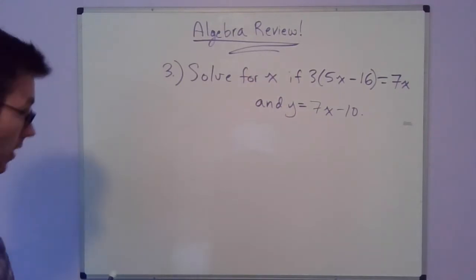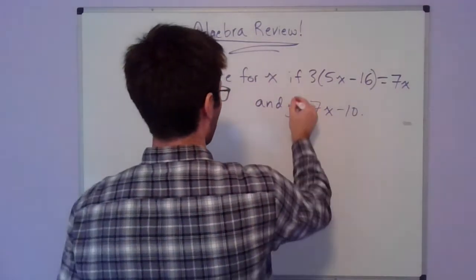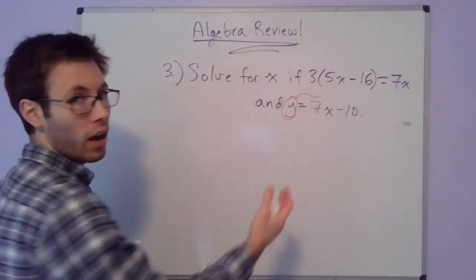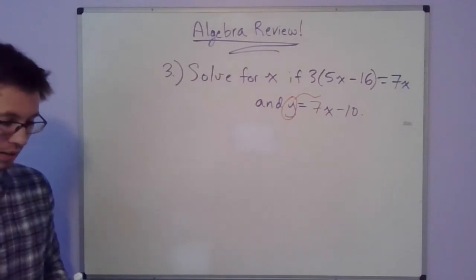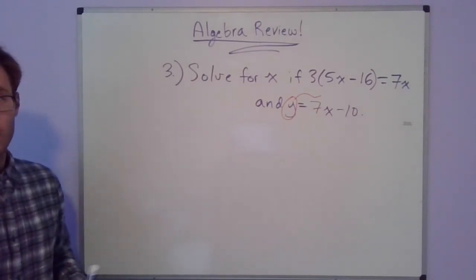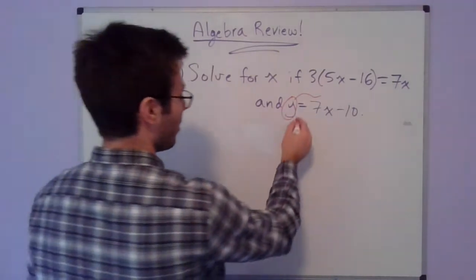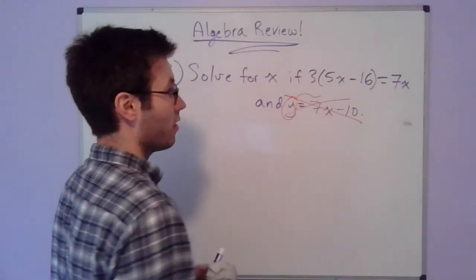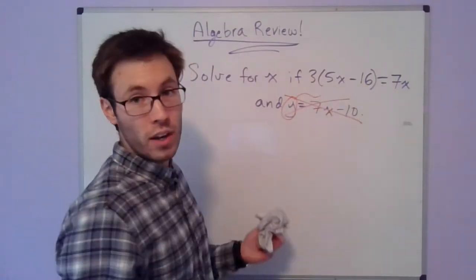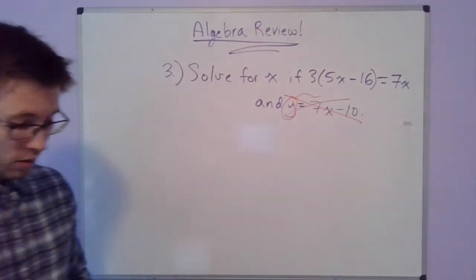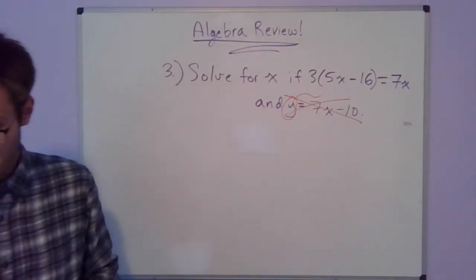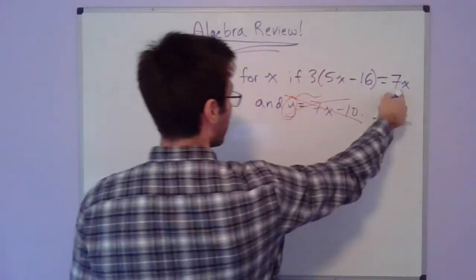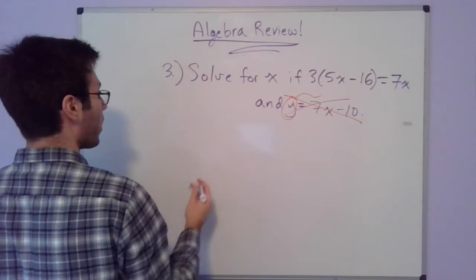Again, with all these problems, I take what y is, and I substitute it. Wait, there's no y. So this equation is actually useless. We already have our variable x. There's one equation, and we can just solve for what x is. We don't even care about that. There's no substitution to be done. We already have one variable and one equation, which means we can solve for what x is.